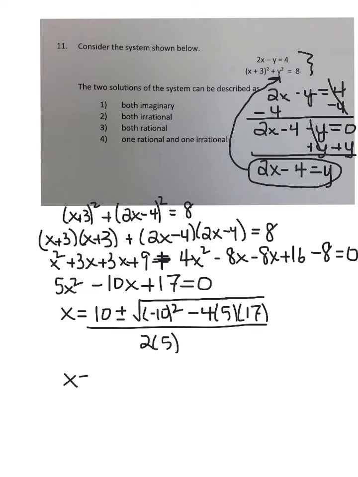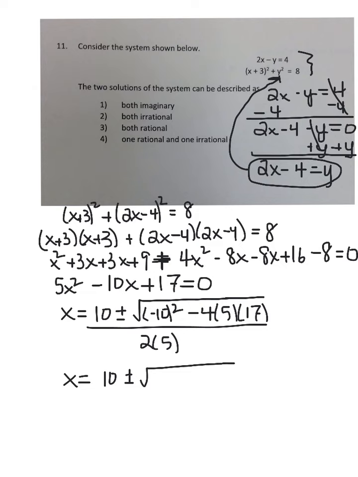I'm going to go 10 plus or minus, and now in my calculator I open a set of parentheses, put in negative 10, close it, square it, minus 4 times 5 times 17. Don't put the radical in your calculator, just the numbers underneath. Take a second and do that. Pause me and get an answer, and then unpause the video.